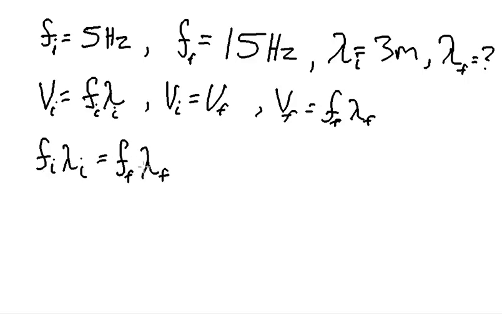So we were able to set these equal to each other because we were told that there's a constant speed. So before and after, it hasn't changed, which means it's equal to itself, which means the things that it's equal to are equal to each other. So now if we're solving for the final wavelength, I need to get rid of the final frequency over here.